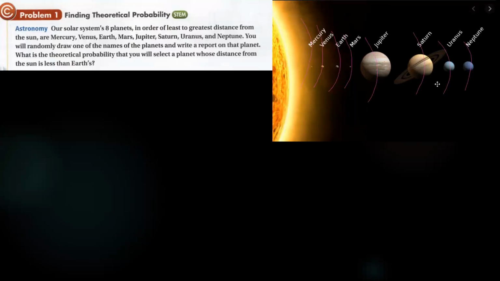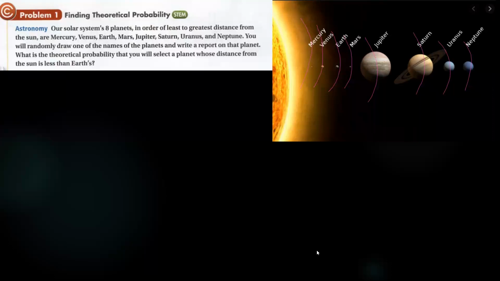This is a theoretical one, because you don't have the planets and bring them and order them. No, this is theoretical. It's not experimental. Now, you will randomly draw one of the names of the planets and write a report on the planet. What is the theoretical probability that you will select a planet whose distance from the sun is less than the Earth?